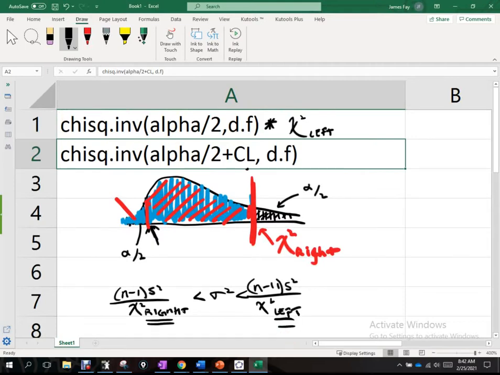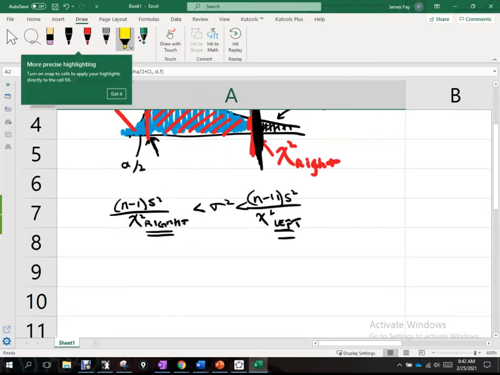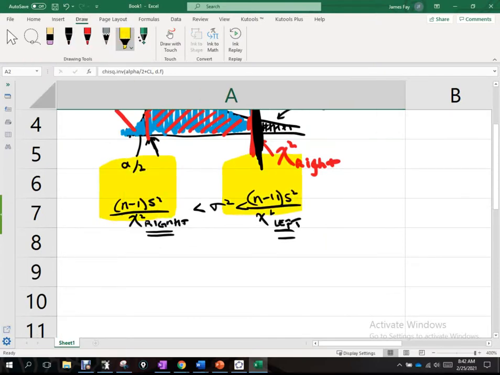But the reason that's the case is because the chi-squared right value is always going to be bigger than the chi-squared left, correct? If we look at the numerators here, are these numerators always the same right there? Okay, so let's just say they end up being 100.